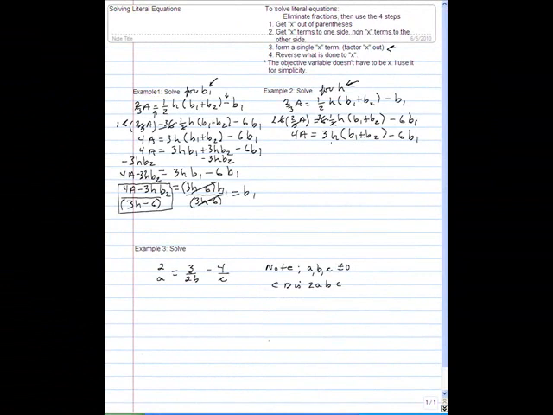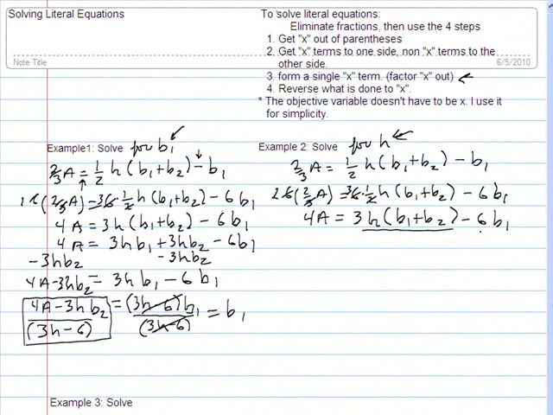Get your h terms on one side. That's the only h term, and it is on the right side. And your non-h terms to the other. So I'm going to add 6b1, add 6b1. And I get 4a plus 6b1 is equal to 3h (b1 plus b2). Step 3 says form a single h term. That is a single h term. There's no pluses here, there's no minuses here, well, except for the plus in the bracket, but in the bracket that's all one number. So that's just one term.